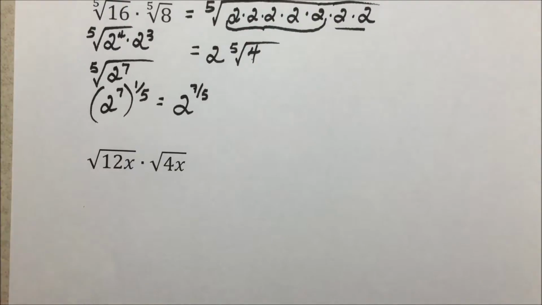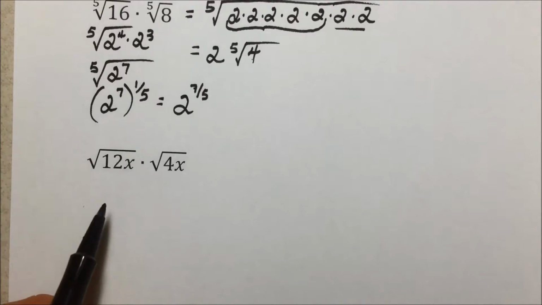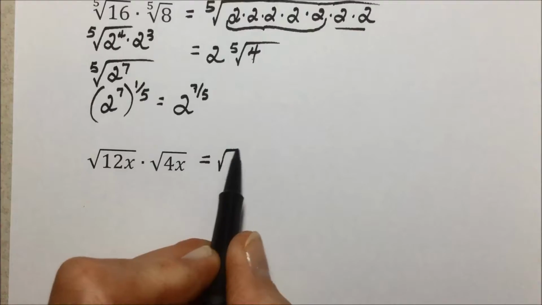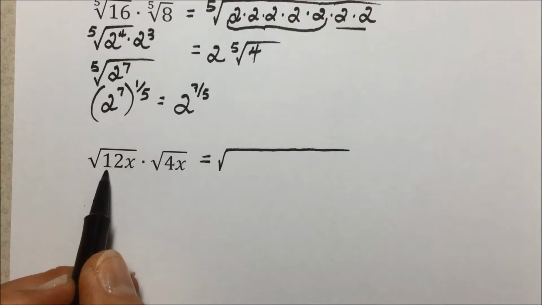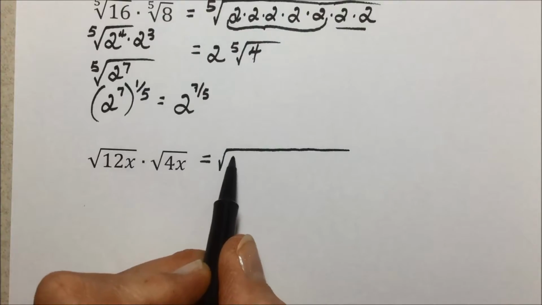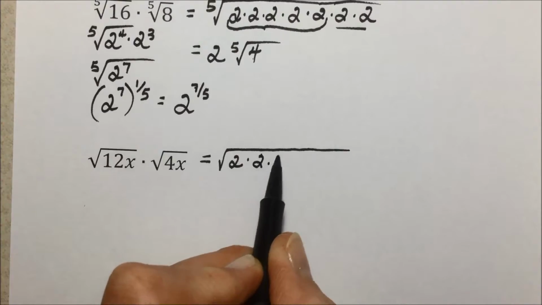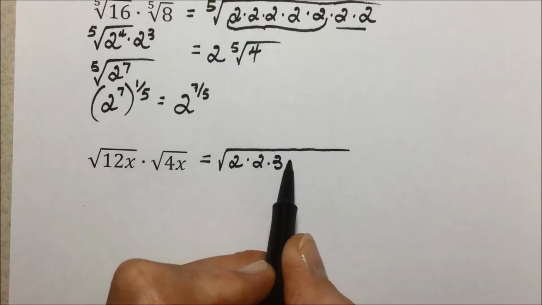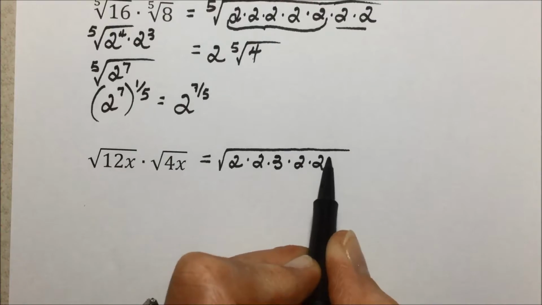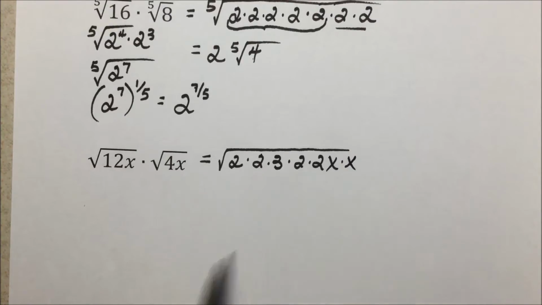In the next one, they're asking us to multiply these radicals together, and to ensure that they are in simplified radical form, all factors in the radicand must be written with exponents less than the index. So instead of multiplying these into a larger value, let's break it down. 12 breaks down into a prime factorization of 2 times 6. 6 is 2 times 3, and we have the x. 4, while I'm at it, is a 2 times 2. We have an x from the first radical and an x from the second radical.